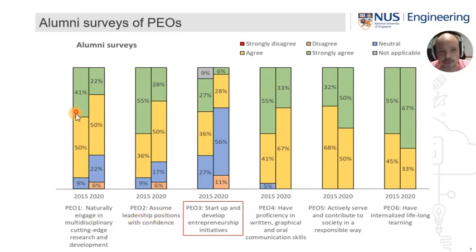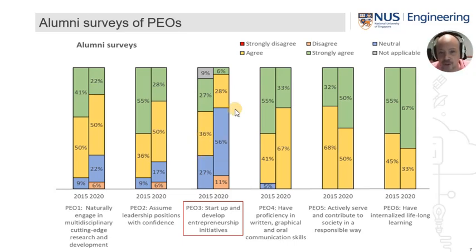Looking at the first column, you can see green and yellow, fantastic, 91% in 2015. Where we had this survey, and again we had a survey in 2020, and we can see that 72%, I'm happy with those numbers. And looking at PO2, you can again see that we have a good chunk of strongly agree and agree. Now we come to PO3, you can see in 2015, we had a good number of alumni who agree that they were able to start up and develop entrepreneurship initiatives.